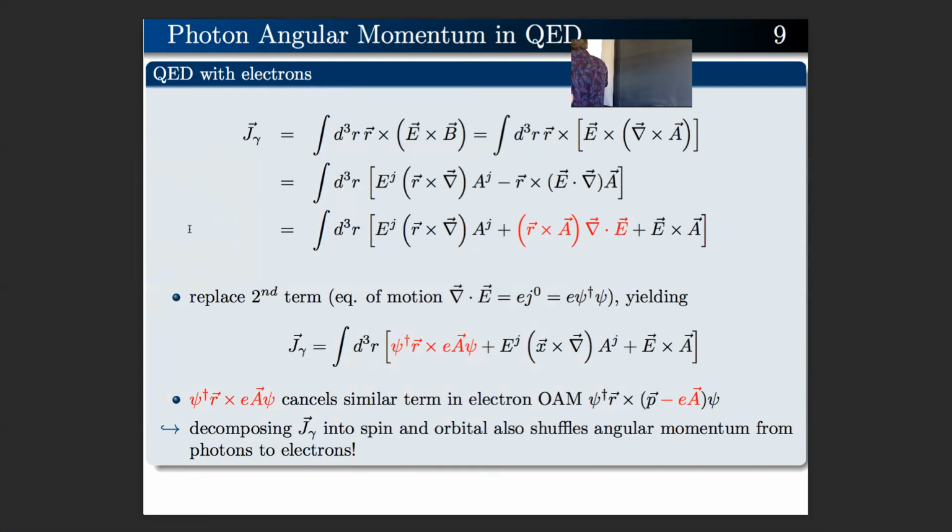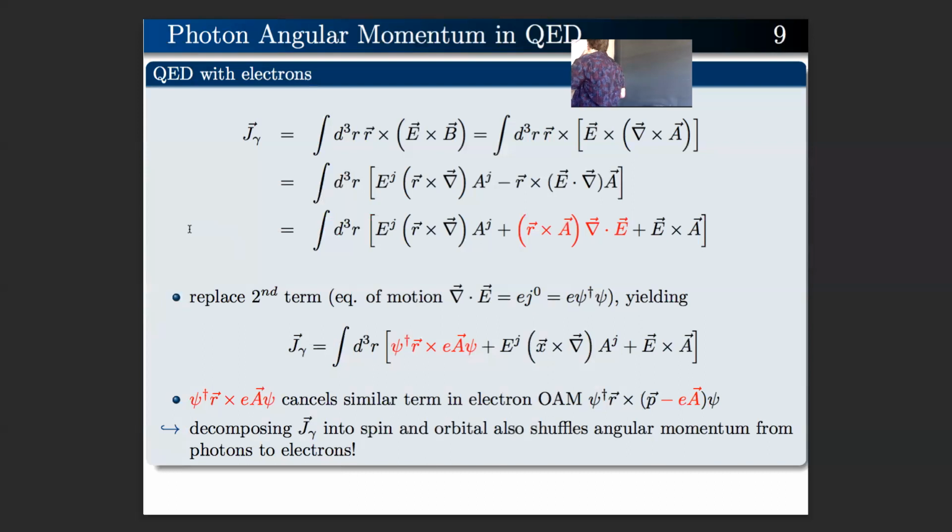The last term here only acts on the internal indices. It mixes the internal indices up. So this one actually has the interpretation as the photon spin. And then we get this term here, which, using the equations of motion, where the divergence of the electric field is the electron charge density, I can write in this form. And if I write it in this form, it cancels a term that's already there in G's decomposition, namely in the quark orbital angular momentum, and it makes this one here disappear.